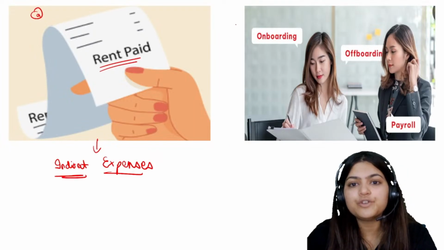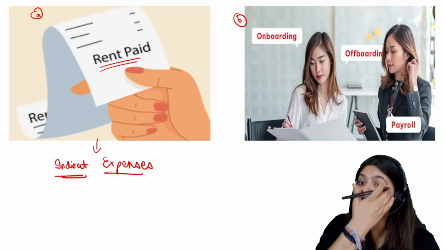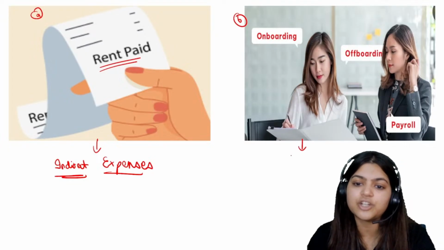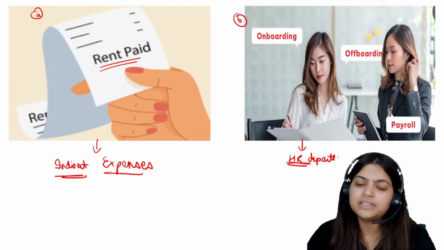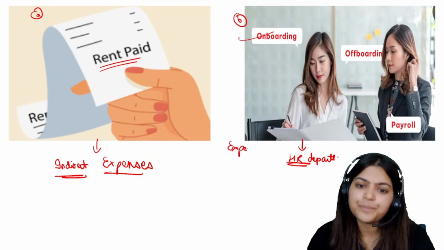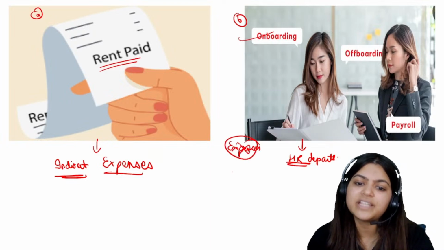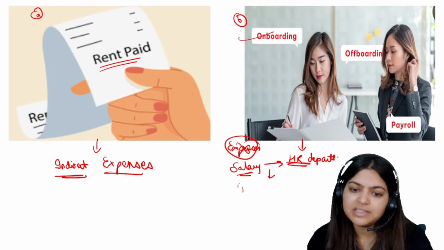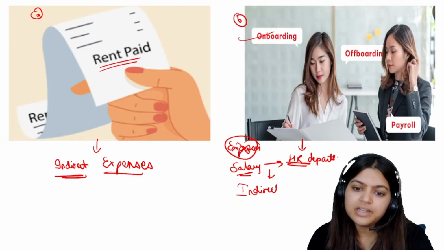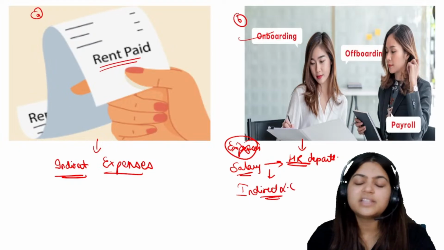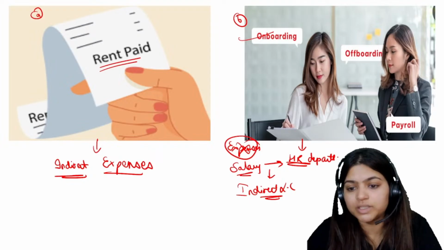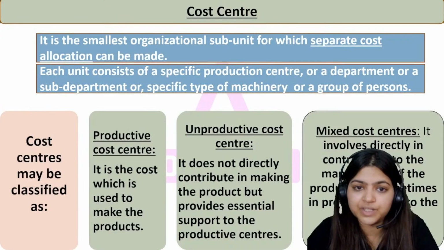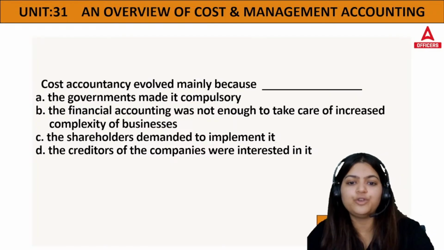Correct? Now, if you see the B picture, onboarding, offboarding, payroll, they are working in the HR department. Here, are they doing any expenses? No, they are receiving salary. And if you are paying salary, that is indirect labor cost. See, in the exam they ask direct questions based on this. That's why I'm saying you need to revise it. So let's solve a few questions based on this.